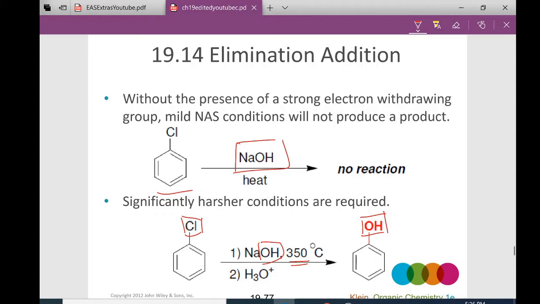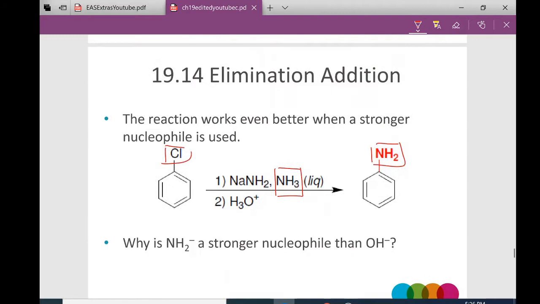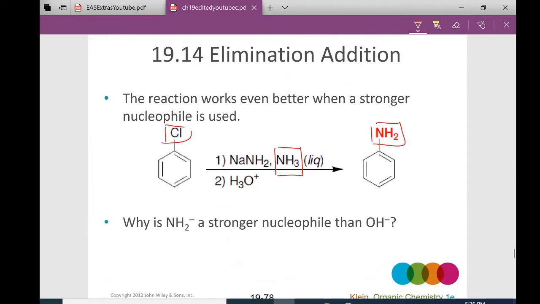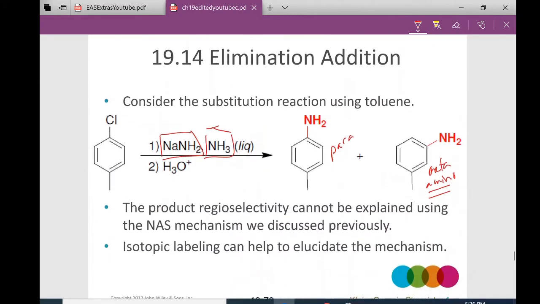But if we do this at higher temperature and stronger conditions, we actually can substitute that chlorine with hydroxide. Okay, and this reaction works even better when we use a stronger nucleophile like the NH2 minus in the presence of liquid ammonia. So NH2 minus is a very good nucleophile. It's also a very good base, and that's going to be kind of a key to what's happening here.